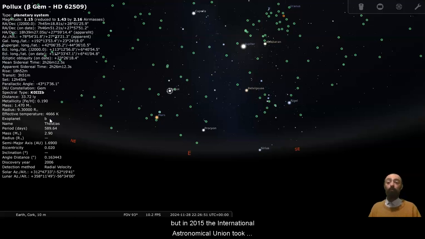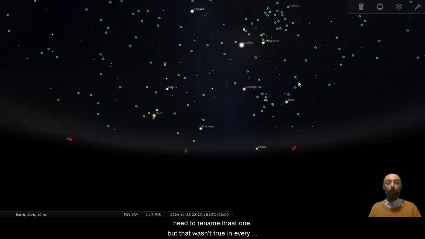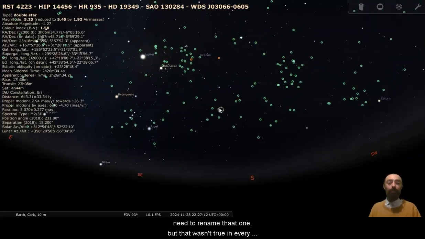But in 2015, the International Astronomical Union took about 19 or 20 stars and planets, solar systems, and renamed them in this way. So this planet, which was called Pollux B or Beta Gemini B, got renamed as Thestius. The star Pollux already had a common name, so we didn't need to rename that one. But that wasn't true in every case.